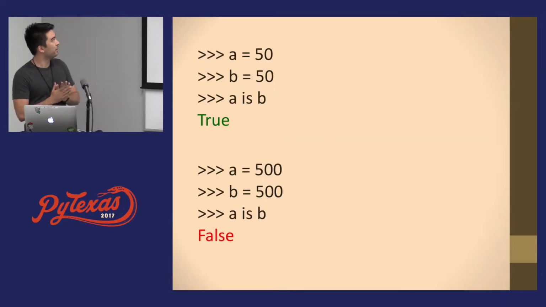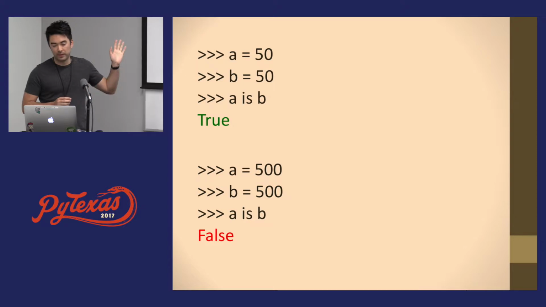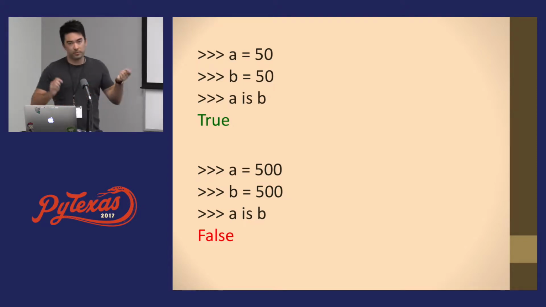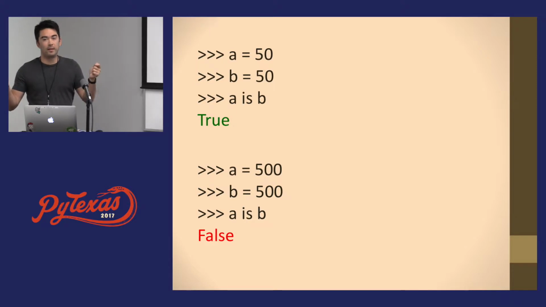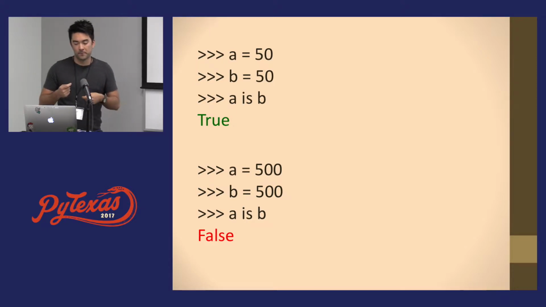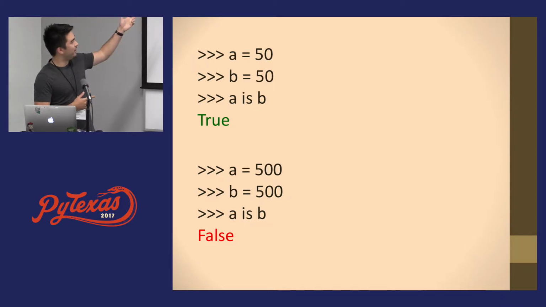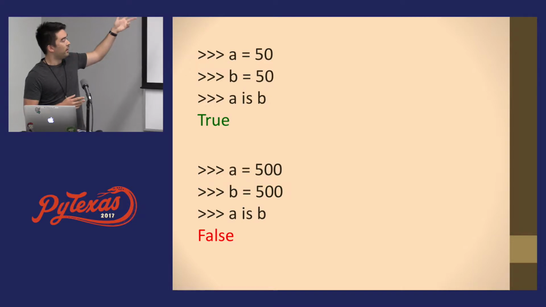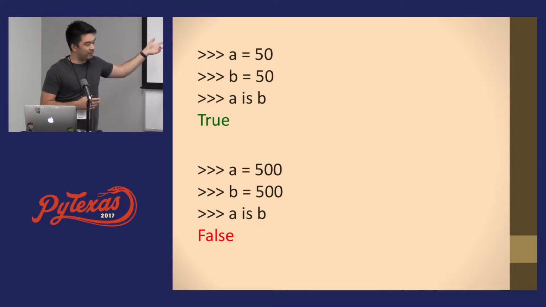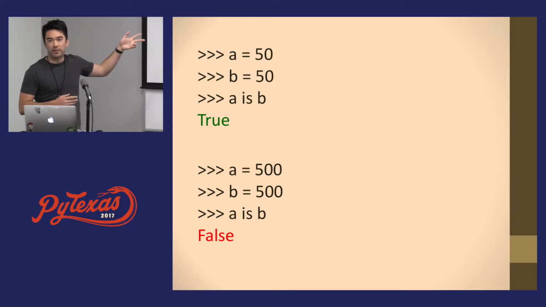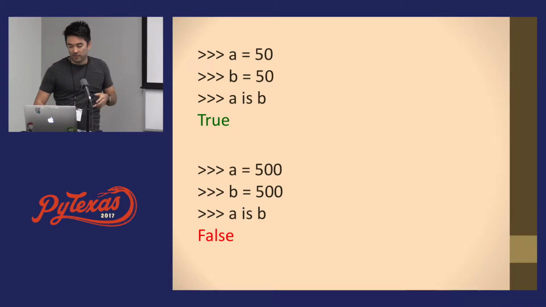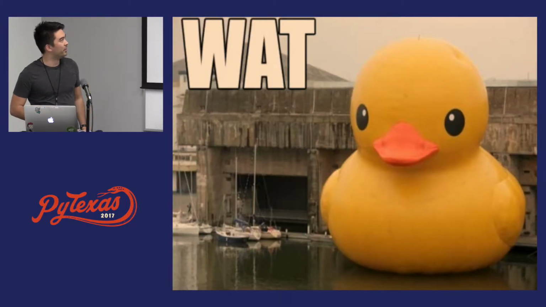So the first example is going to be dealing with the is operator. The is operator is supposed to take both arguments you give it and tell you whether they're the same thing. So when you compare two variables assigned to 50, you're going to get true. It turns out if you do that with 500, you get false. This is kind of a WAT moment.